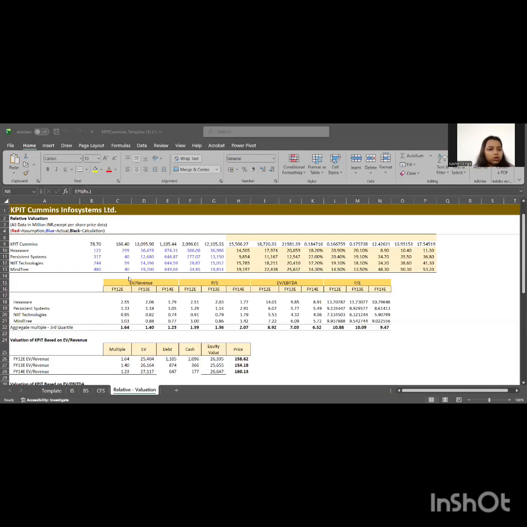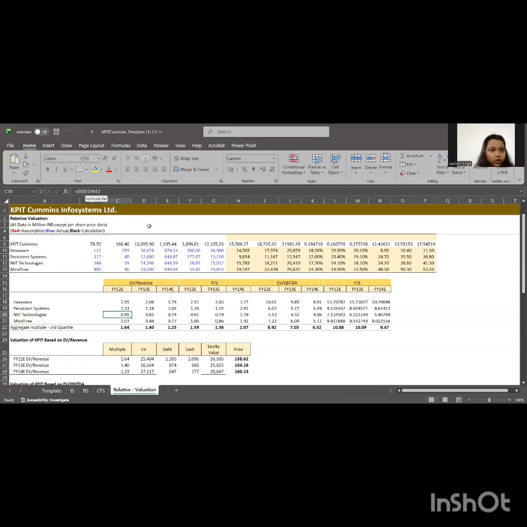Another thing you can say here: financial year 12, financial year 13, financial year 14 under the EV/EBITDA, same as P/S, same under EV/EBITDA, and same as P/E under the P/E. So here you can say you put in some formulas like how it's coming. So 0.95.